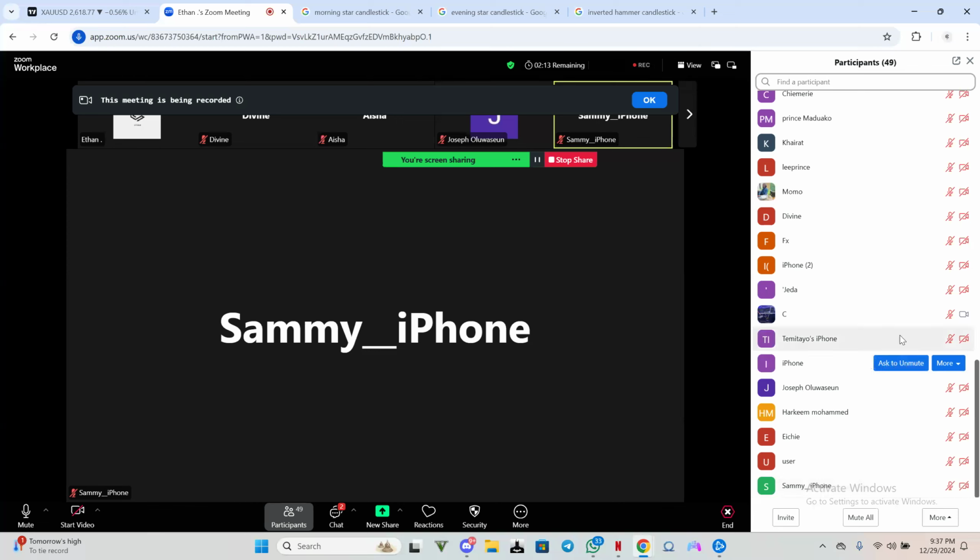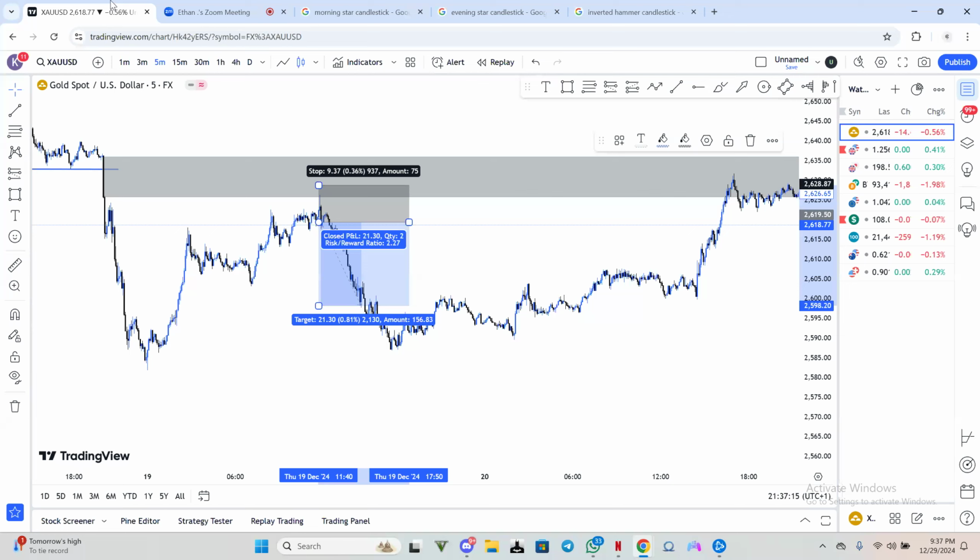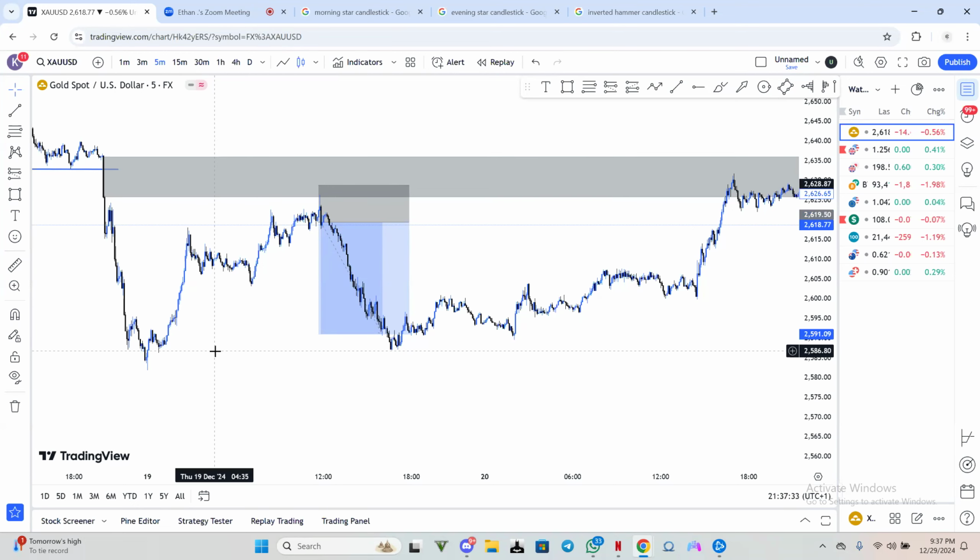So you're risking 1 to make 2. But in my own case, I always give at least a minimum of 1:3. That means I'm risking 1 to make 3. So don't forget, you look for your evening star on your supply zone or fair value gap, and your morning star on your demand zone or fair value gap. Do you guys understand what I just explained?